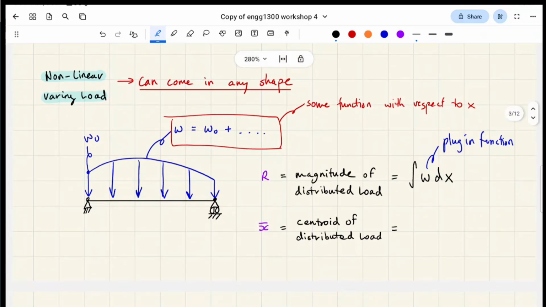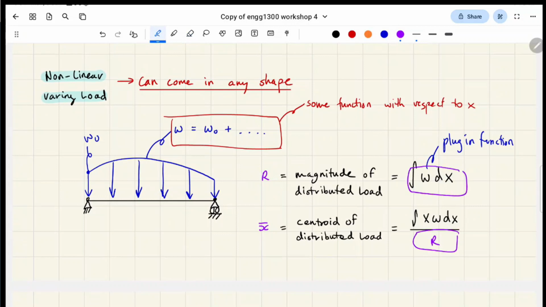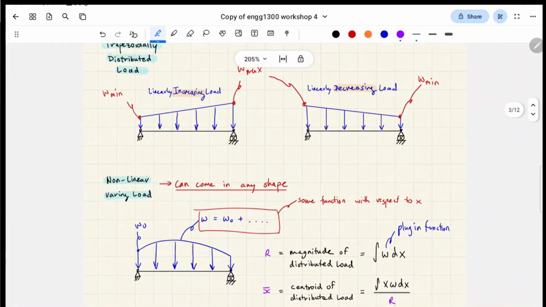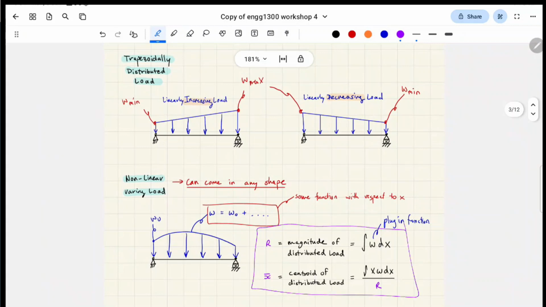And for the centroid, it looks like this formula. That R is this R. So it's that numerator divided by the magnitude of the distributed load. In other words, you can just put that part down here. Same thing. So when you're solving for your trapezoidally distributed loads, I would stick to these formulas. And if you're solving for anything more complicated, definitely use the formulas.